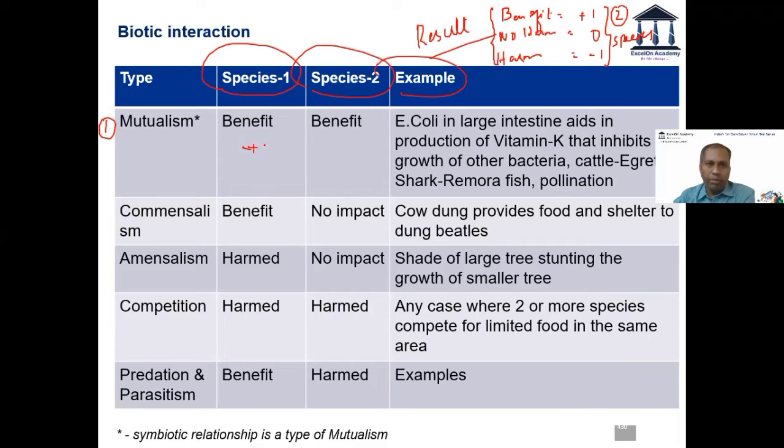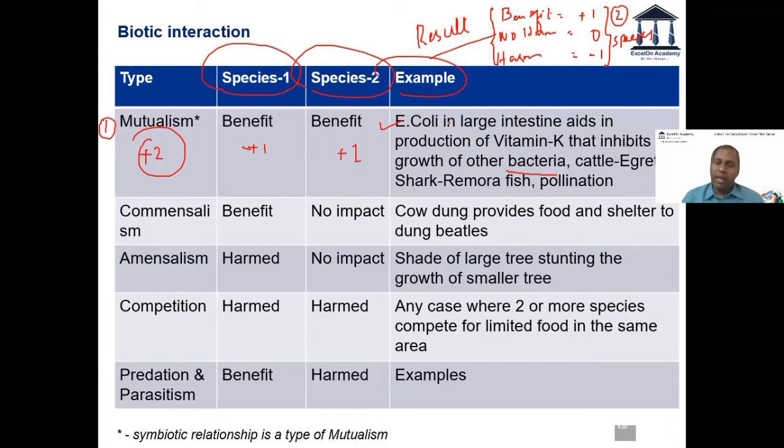Species 1 benefits and species 2 also benefits. So mutualism is synonymous with a win-win situation for both. Are there such examples? There are multiple examples; I have given only a few. One is E. coli in the large intestine, which inhibits the growth of other bacteria. E. coli gets a space to stay in the human intestine, but it prevents other disease-causing bacteria from taking space there.